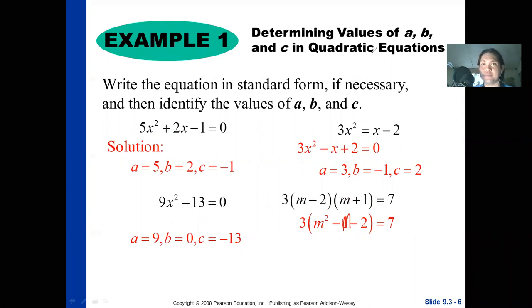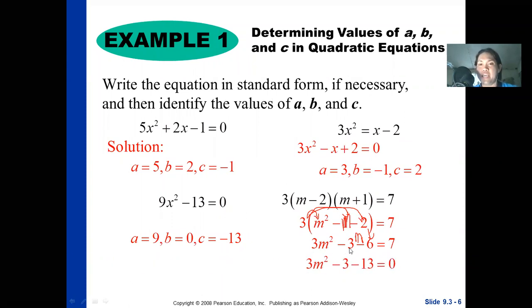So what's next? Of course, you distribute the 3. That gives you 3m squared minus 3m, and then 3 times negative 2 is negative 6. So after writing it in standard form, we can now identify your A, B, and C. So we have now A is equal to 3, B is equal to negative 3, and C is equal to negative 13. Again, I have to write m here.